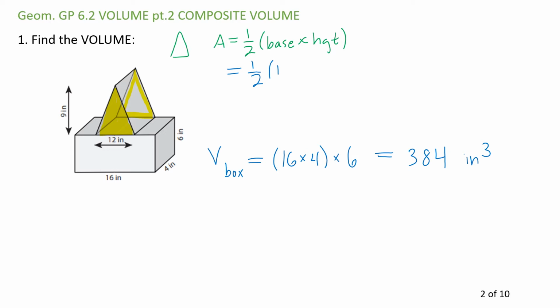The base on this one they tell me is 12. The height they tell me is 9. So I believe that's 54. And it is. Now that's not the volume. The volume of this wedge, I'm going to call it, is base times height. Well, I just found the base is 54.